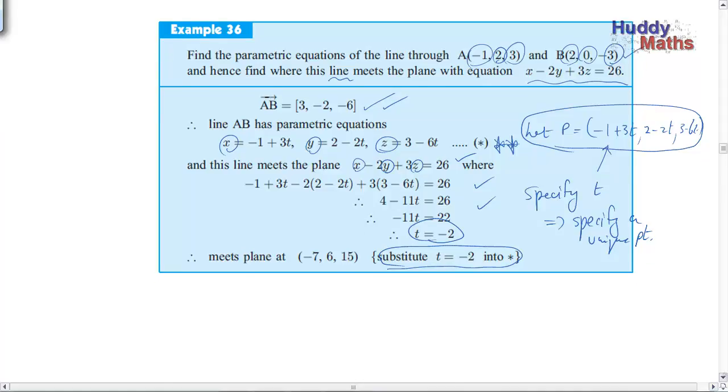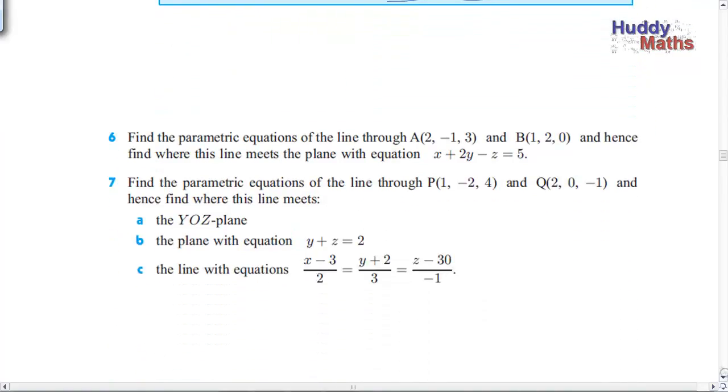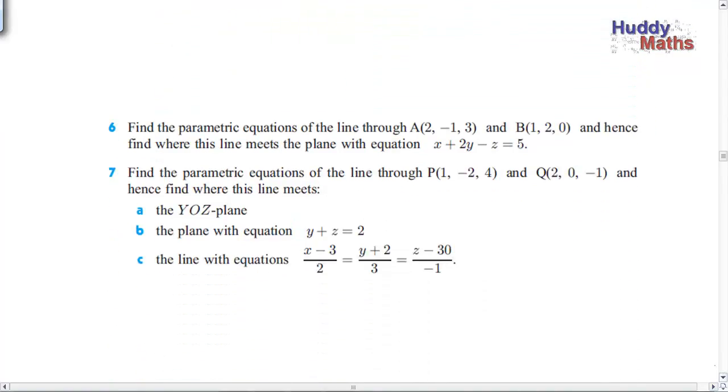Right, your turn. Okay, so here we go, and we've got 6 and 7 here. Okay, and I'll give you the hint: find the parametric equations, and then use that as your general point and sub it in. All right, and question 7 is a bit of a revision of parametric equations versus Cartesian and all that. Okay, have a go, and I'll show you the solutions now.